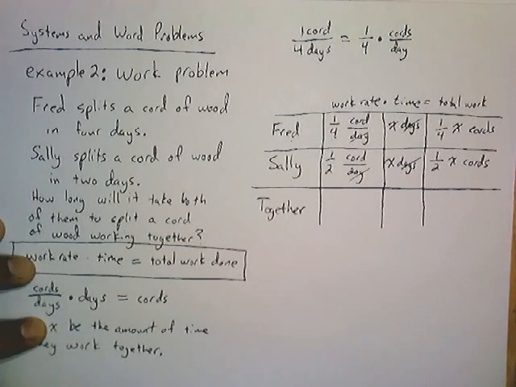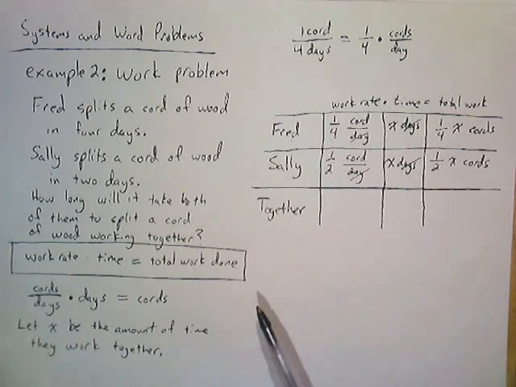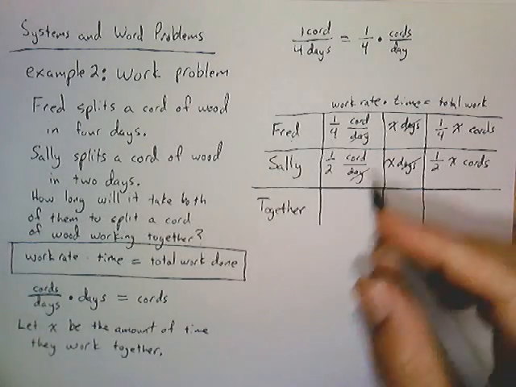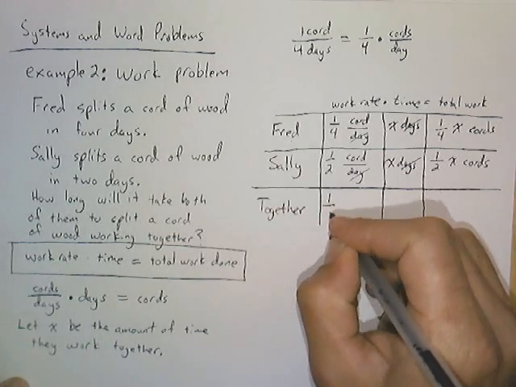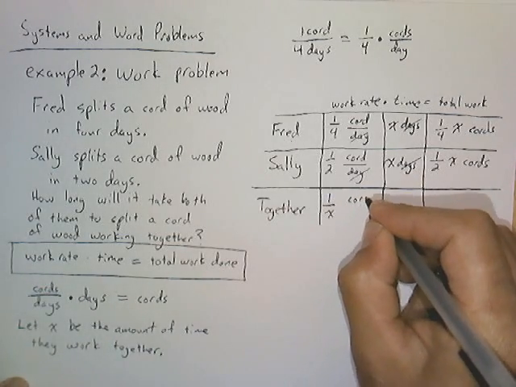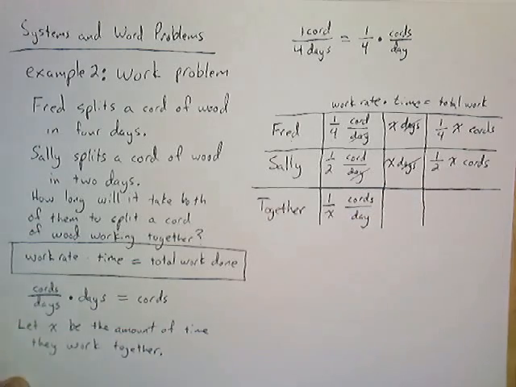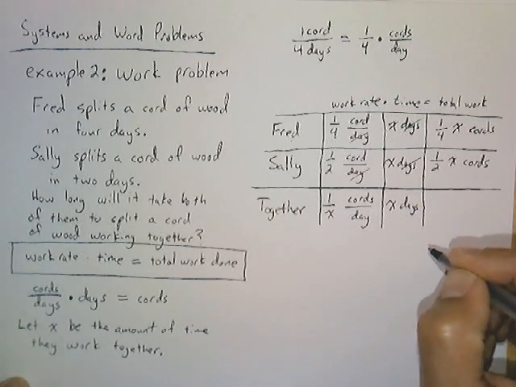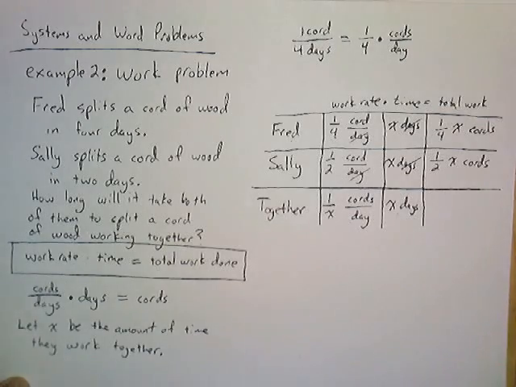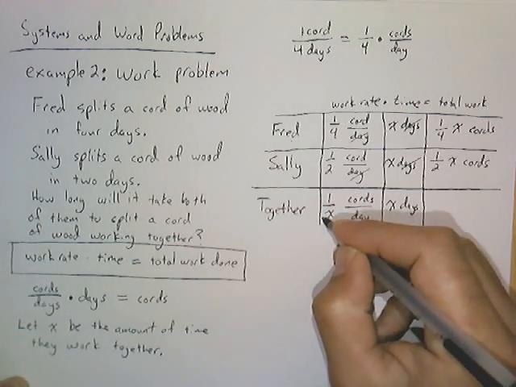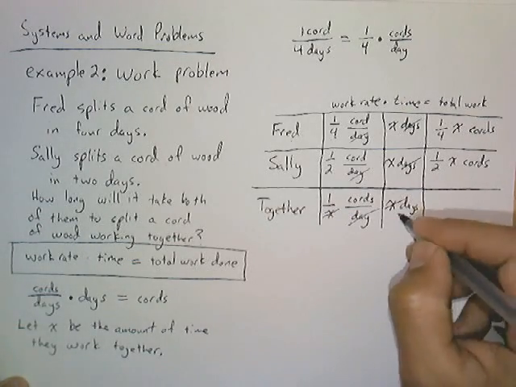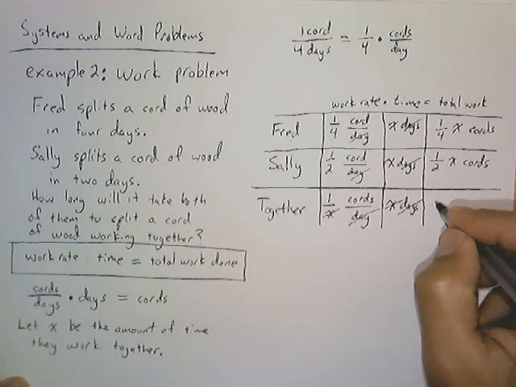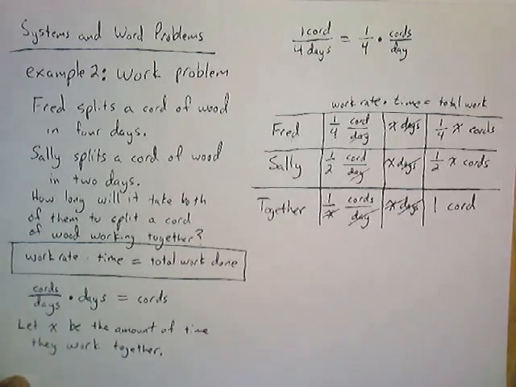Now working together, well, let's see here. Working together, they're going to split 1 whole cord of wood, and it's going to take them X days. So 1 cord of wood in X days would be a rate of 1/X cords per day. Again, together they're going to be working for X days. Now if we multiply these together, we get the total amount of work done. But keep in mind they're going to be splitting 1 whole cord of wood. But that makes sense here because the X on the bottom will cancel with the X on top. Days and days will cancel. And we're left with, of course, total amount of work of 1 cord of wood.